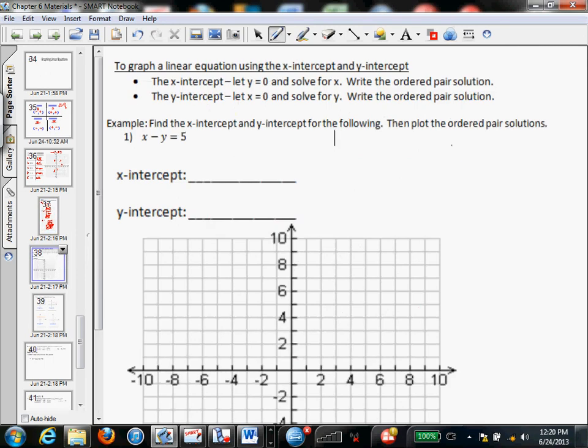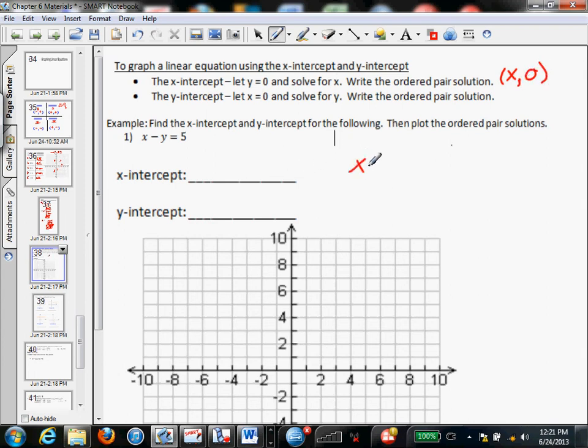Okay, and moving on, we want to use graphs to find x and y intercepts. We want to find the x and y intercepts and then graph them. So we're given this first example: find the x and y intercept of the following and then plot the ordered pair solutions. So to find the x-intercept, let y be 0 and solve for x. Write the ordered pair as a solution. So this is going to actually be x comma 0.